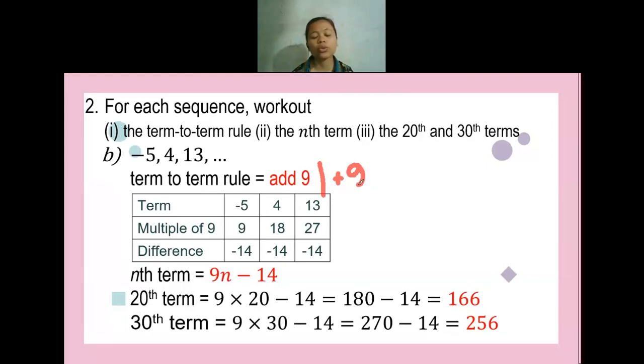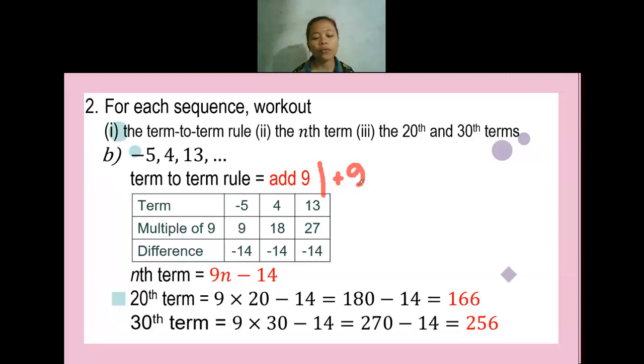So to find the difference, we do negative 5 minus 9, which equals negative 14. 4 minus 18 equals negative 14. 13 minus 27 equals negative 14. All of the differences are already constant. Now we have the term to term rule, so we have to find the n term. We multiply the letter n with whatever term to term rule we have. So n multiplied by 9 gives 9n. We add it with the difference. Since the difference is negative 14, we can write it as 9n minus 14.